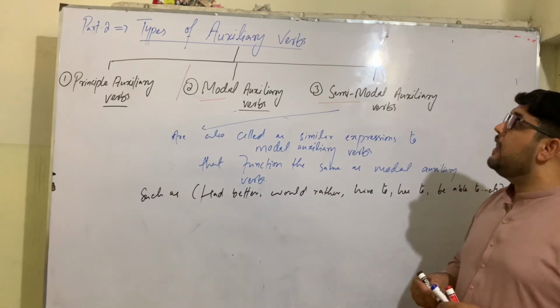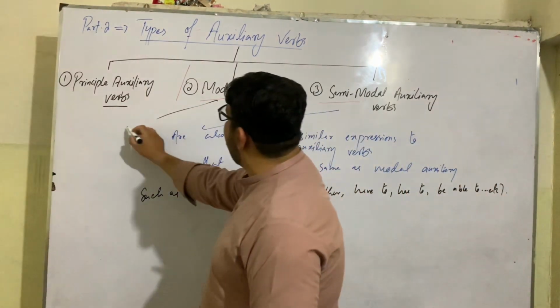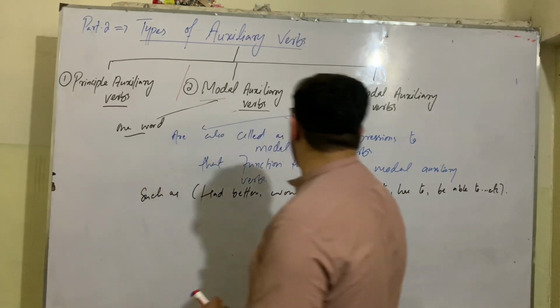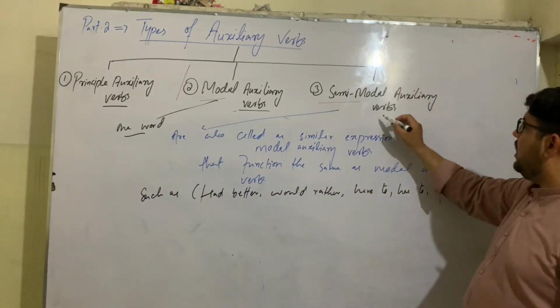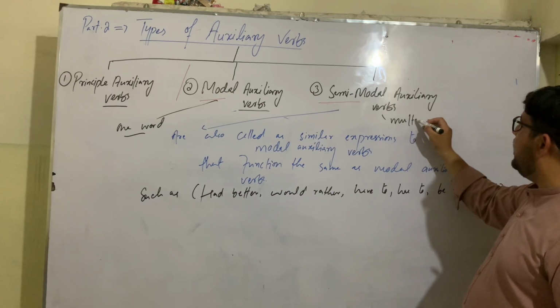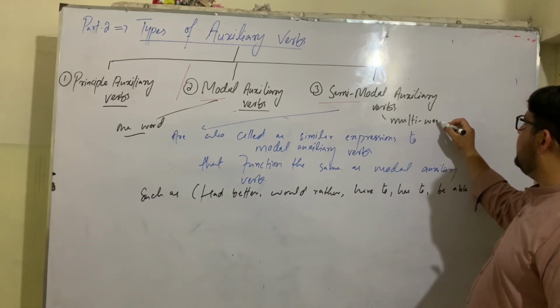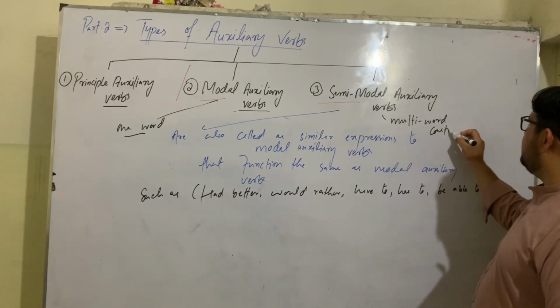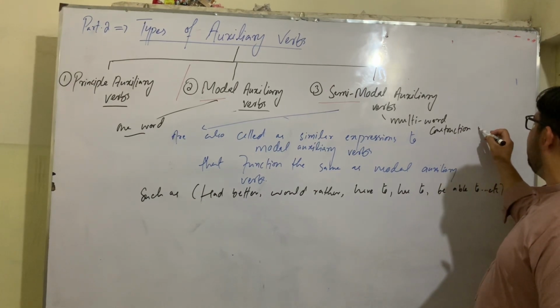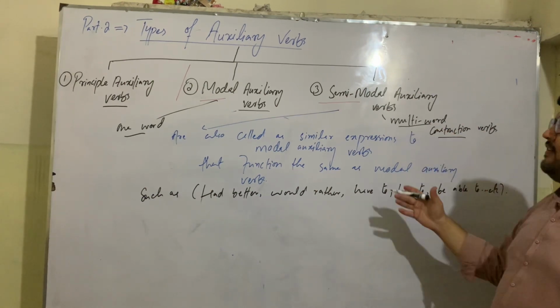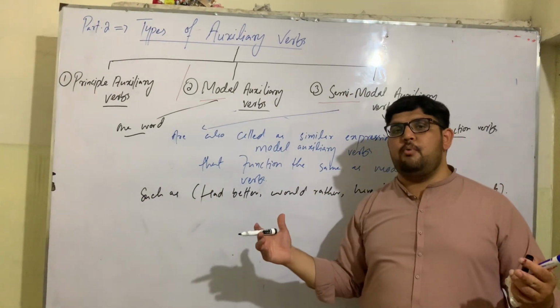What is the difference? Modal auxiliary verbs are made of one word. They have one word construction, and semi-modal auxiliary verbs are multi-word construction verbs. Like they are made from more than one word. Otherwise, the usages are both the same.